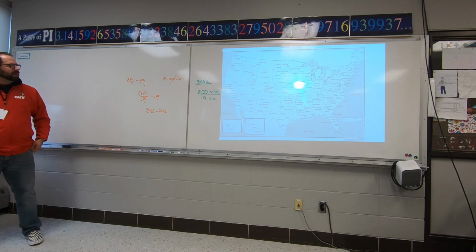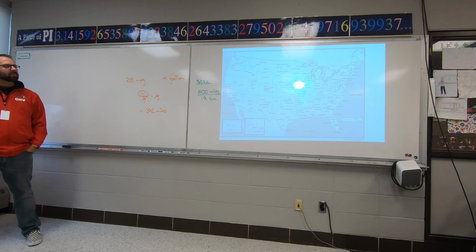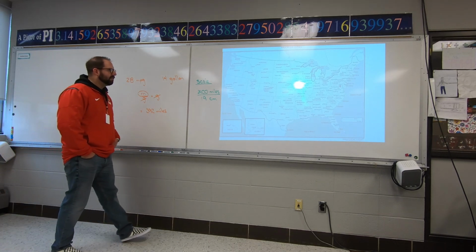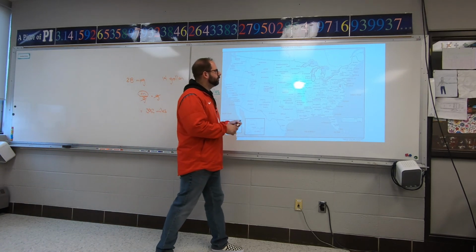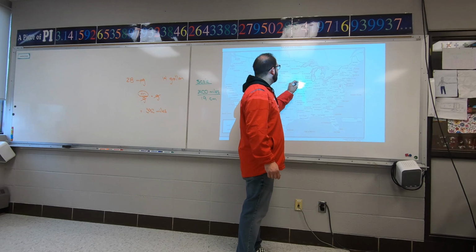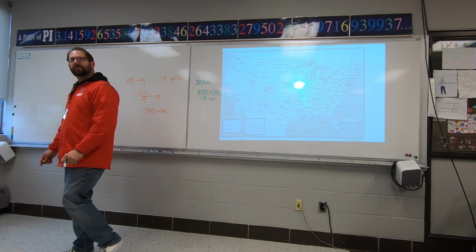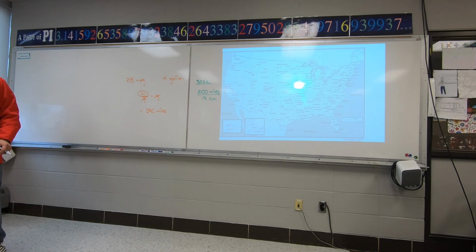Okay, so 392 miles. Now, let's say you're in Des Moines, Iowa. Des Moines, okay? And you're going to drive 392 miles. So here you are, Des Moines, Iowa. You're going to drive 392 miles. What cities could I drive to? That's the new problem we're doing. Well, what city could I go to?